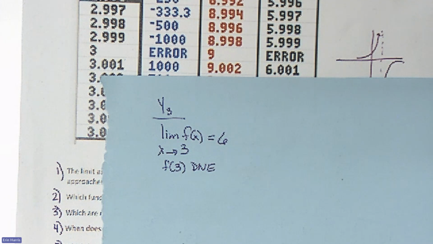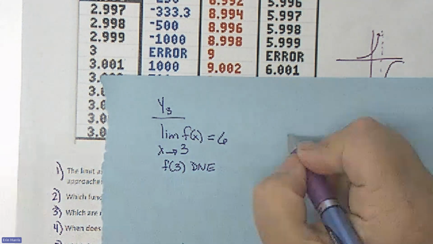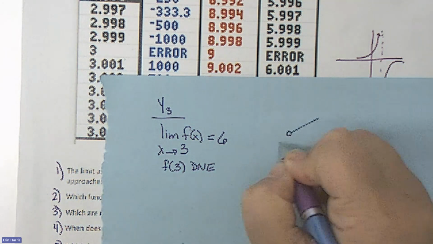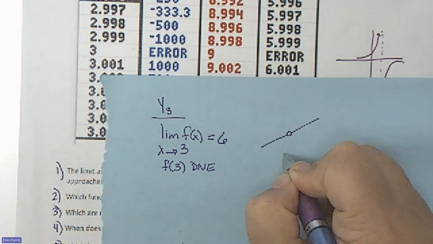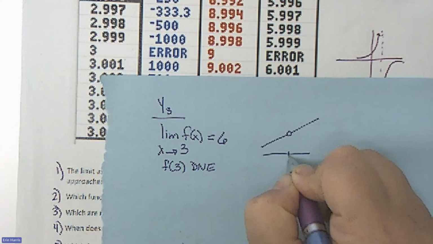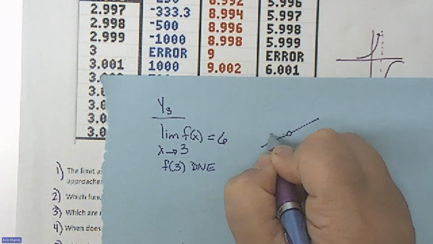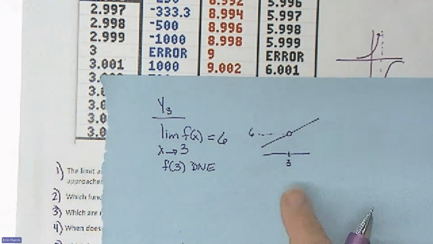Yes, there is a hole in the graph because we're getting really, really close to some value. So it's going to look like this on the graph. Here, if this is our x-axis and this is our y-axis, there's the 6. There's a hole there.